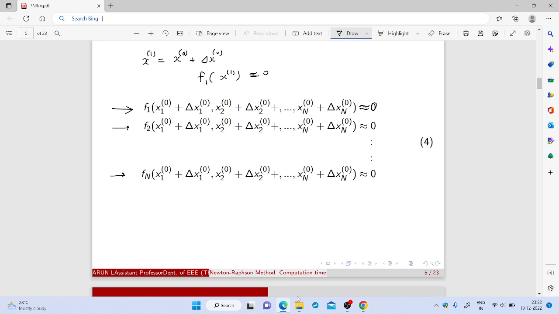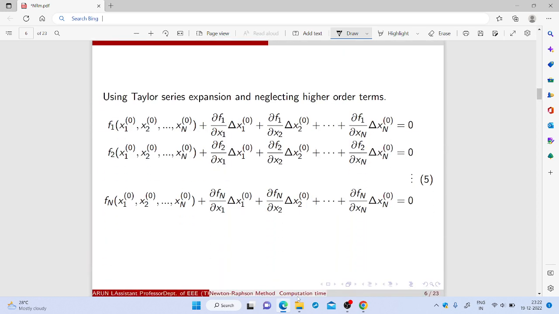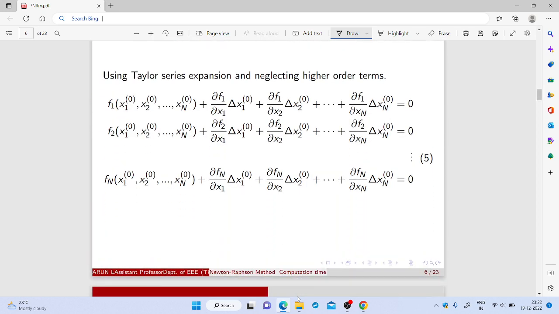Now these equations can be expanded using Taylor series. So what we are doing is, we started with an initial guess x of 0, and we are updating this x of 0 by an increment delta x of 0, and we are assuming that this new value x of 1 is acceptably close to the actual solution. Then the function will approach 0 at x of 1. So that is written here. Then using Taylor series, we can expand the previous equations like this.